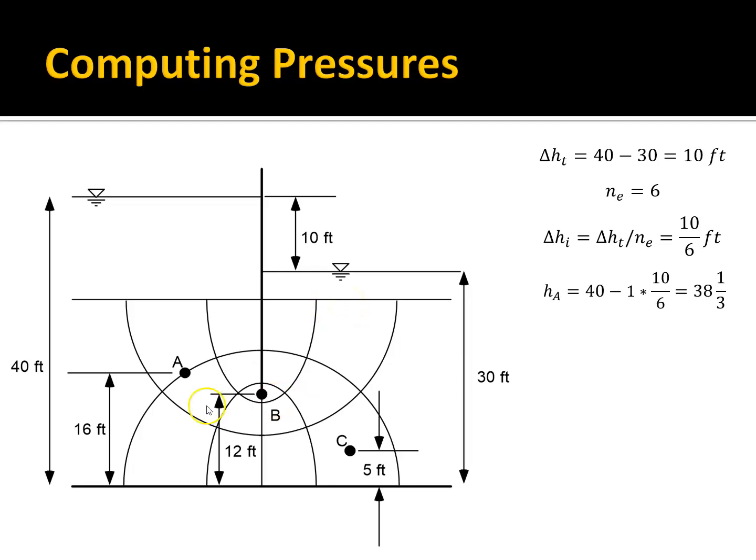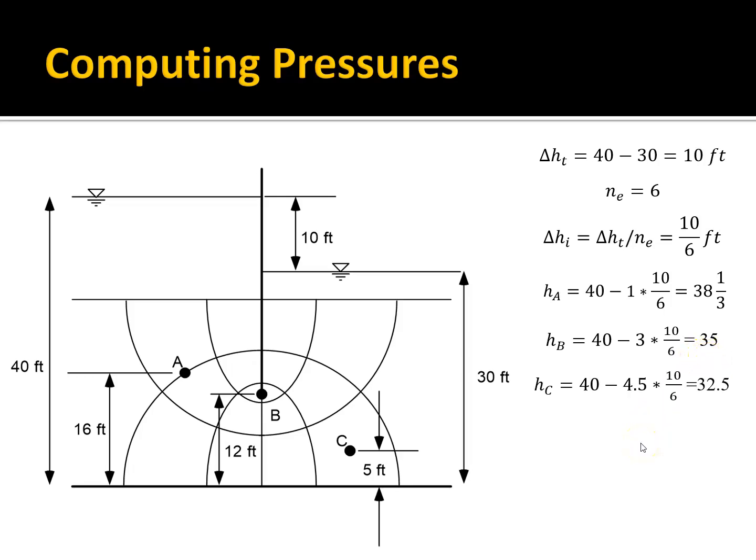So if we want to know what the head is at point A, we say, well, right along this line right here, the head is 40 feet. By the time we get to A, we've lost 1 equipotential drop. So we do 40 minus 1 times 10 over 6, and we get 38 1/3. So that's what the head is at point A. At point B, we have 1, 2, 3 equipotential drops. That's right on the tip of that sheet pile. So 40 minus 3 times our delta H, and we get 35 feet.